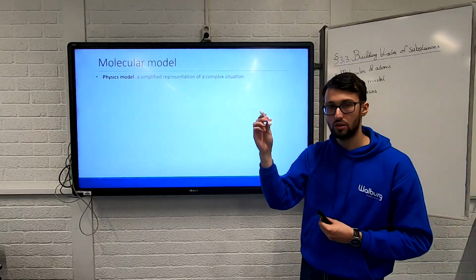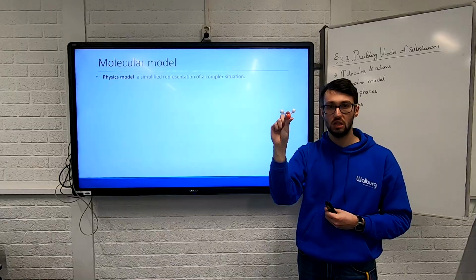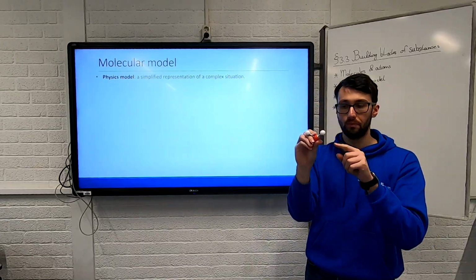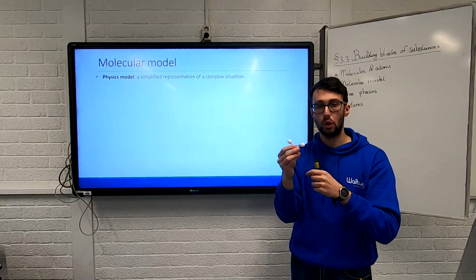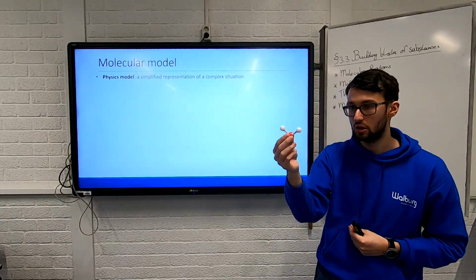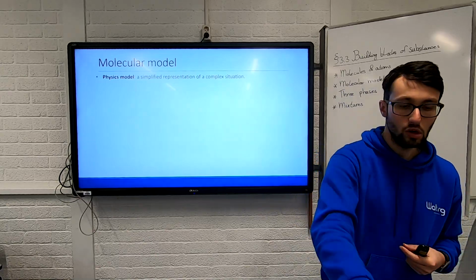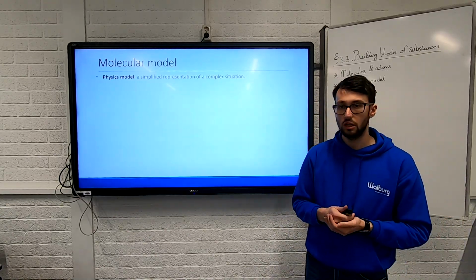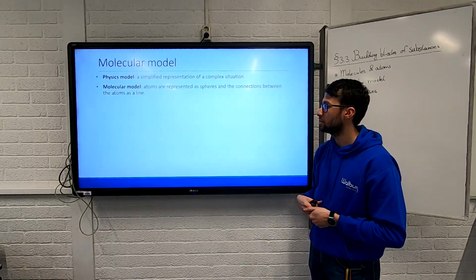However, this is a very simplified version of how it really works in nature, because in nature you don't have a sphere with two holes in it, so you can poke a little connector, a piece of plastic, in to connect it to other spheres. No, it works way more complex than that. So in order to make it a little bit more clear for everybody, we have a molecular model.